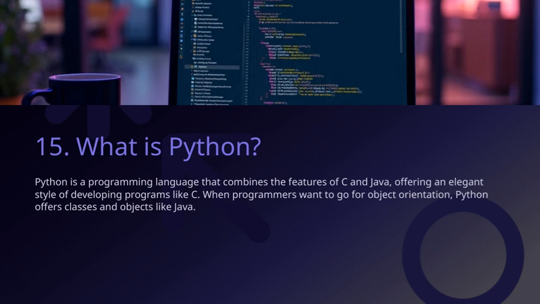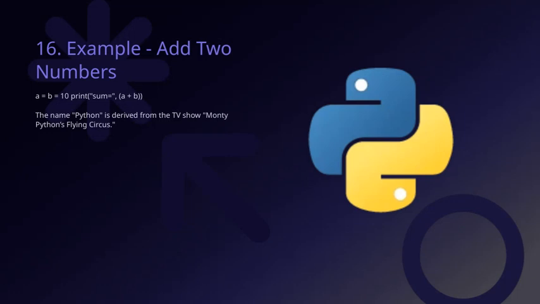It seamlessly integrates the best aspects of different languages, aligning perfectly with our overall theme of exploring powerful and flexible programming tools. The name Python actually comes from the famous TV show Monty Python's Flying Circus. It's a fun story because many people assume it's related to the snake, but it's really a nod to that British comedy series.